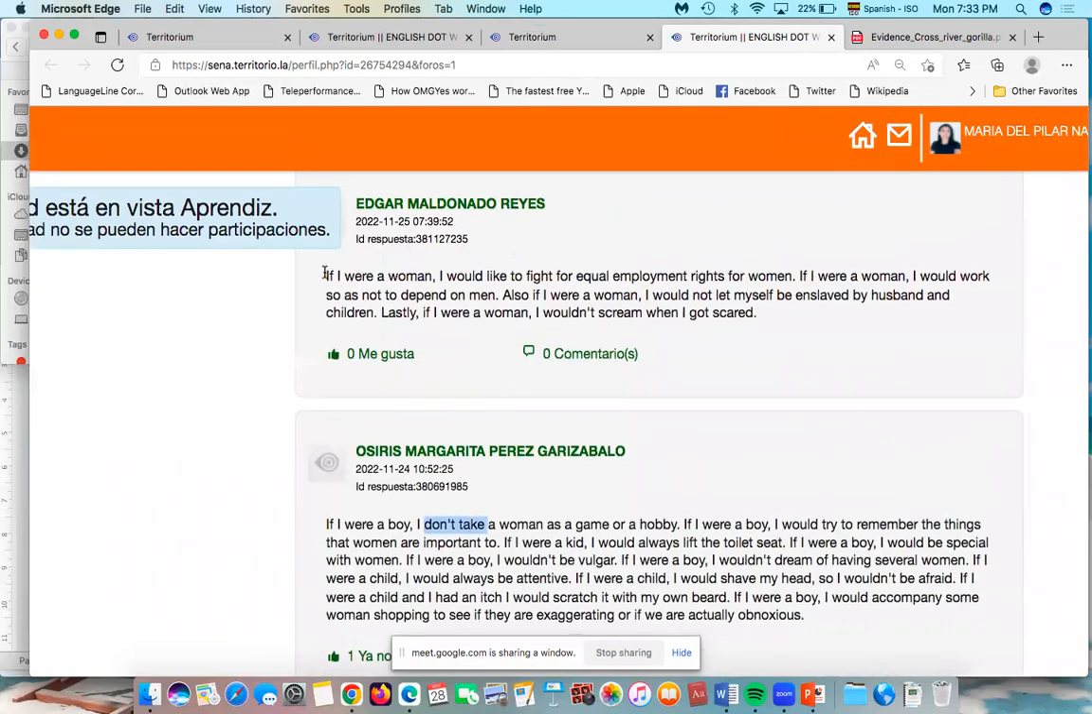For example, Edgar says, if I were a woman, I would like to fight for equal employment rights for women. If I were a woman, I would work so as not to depend on men.